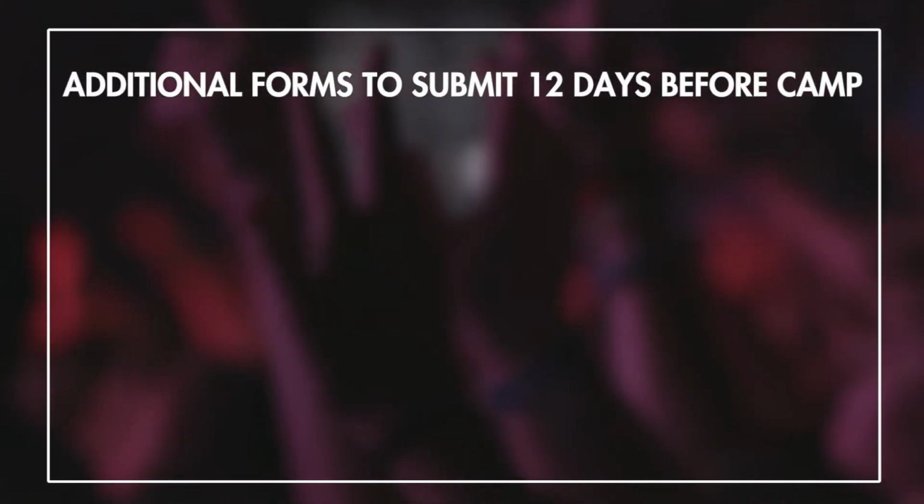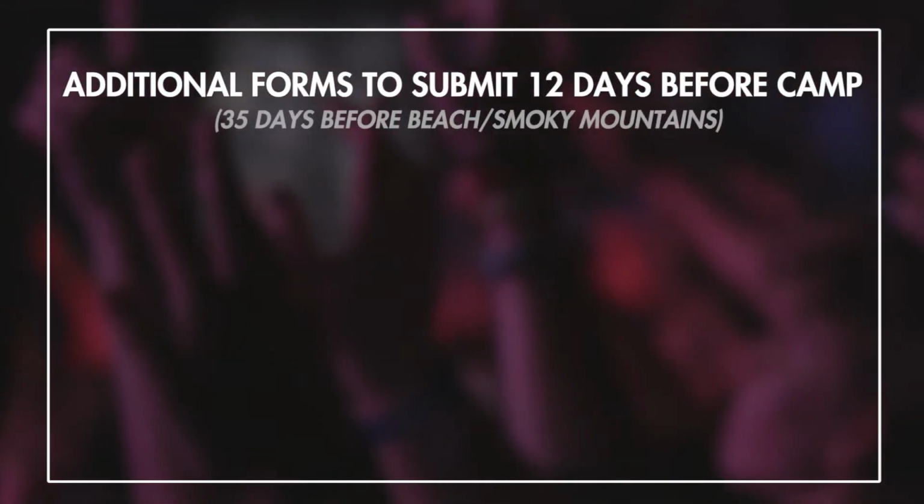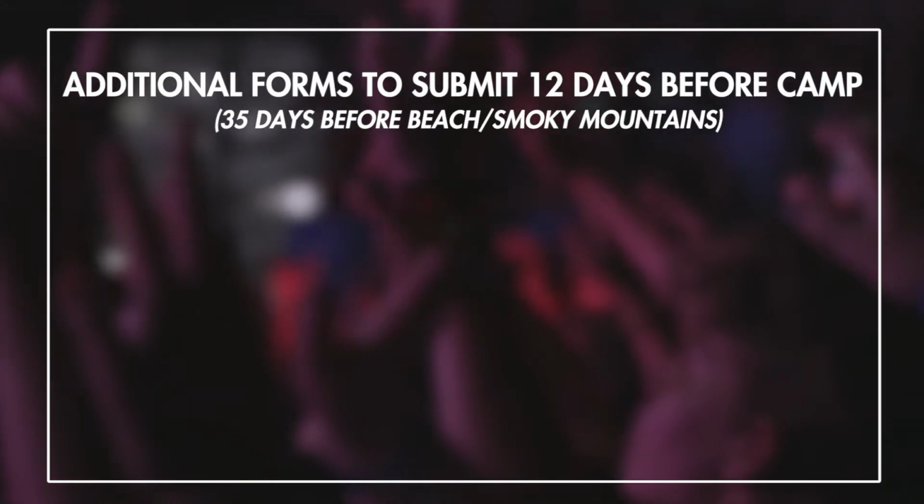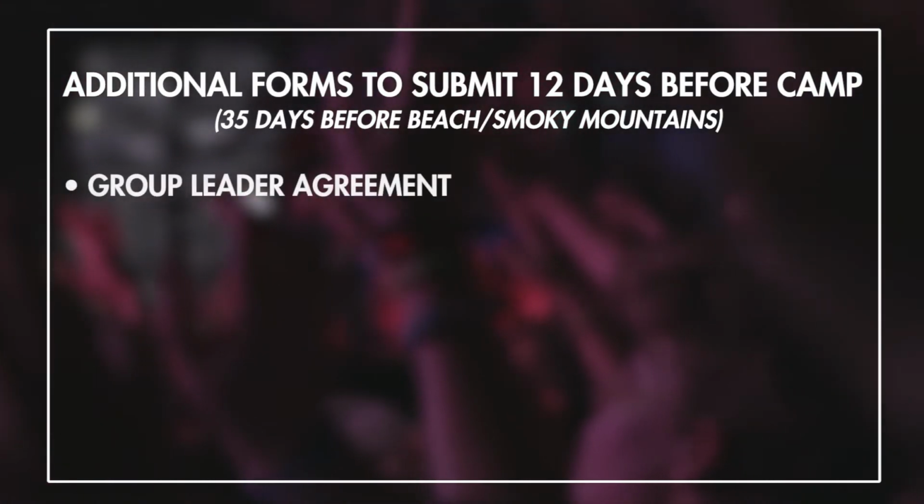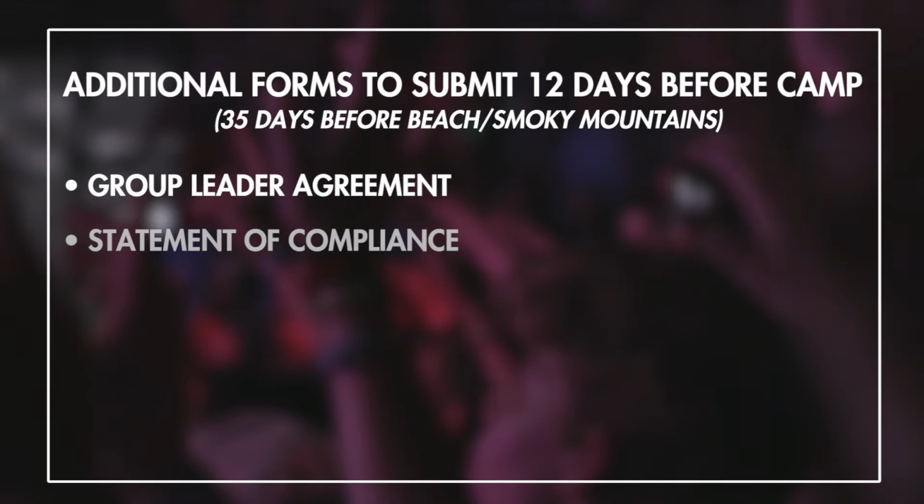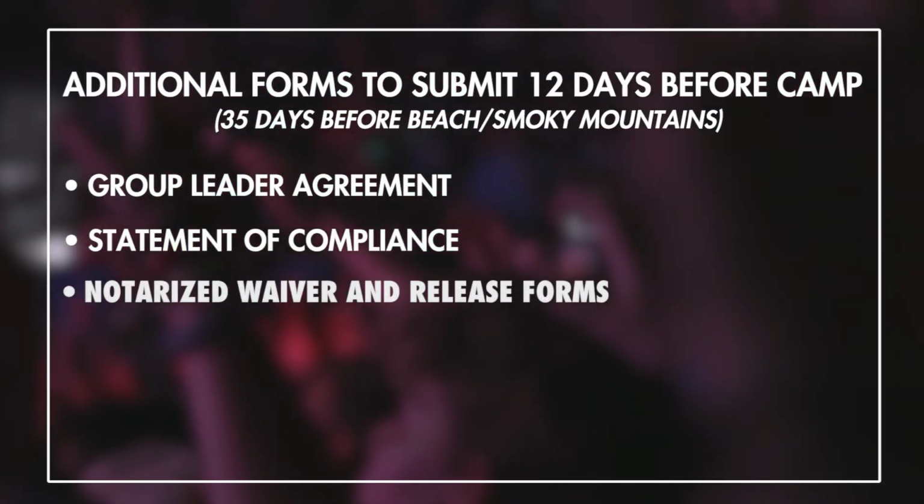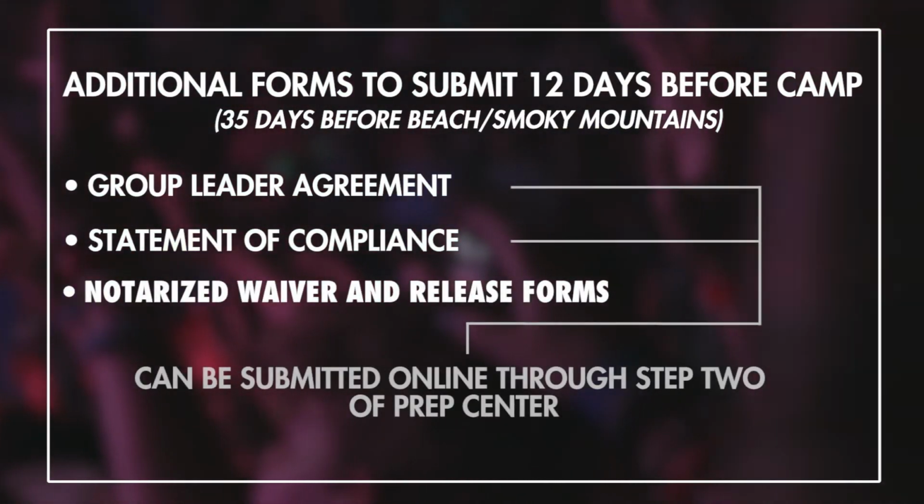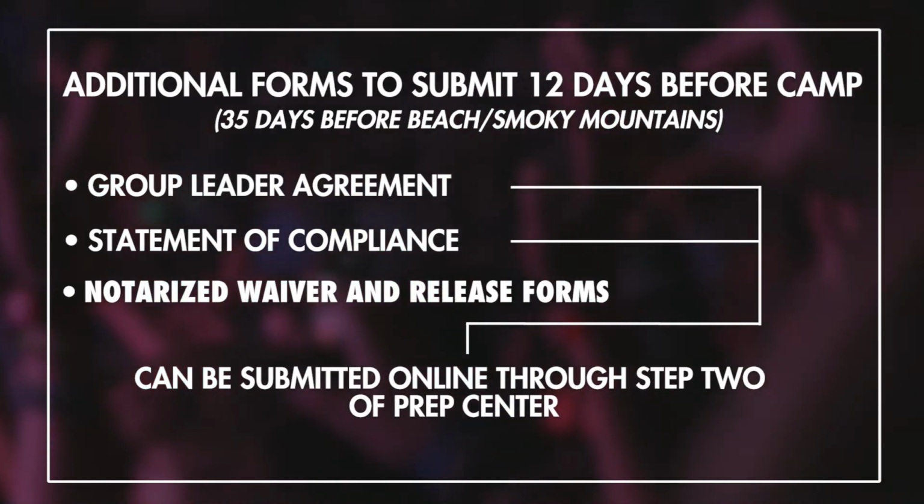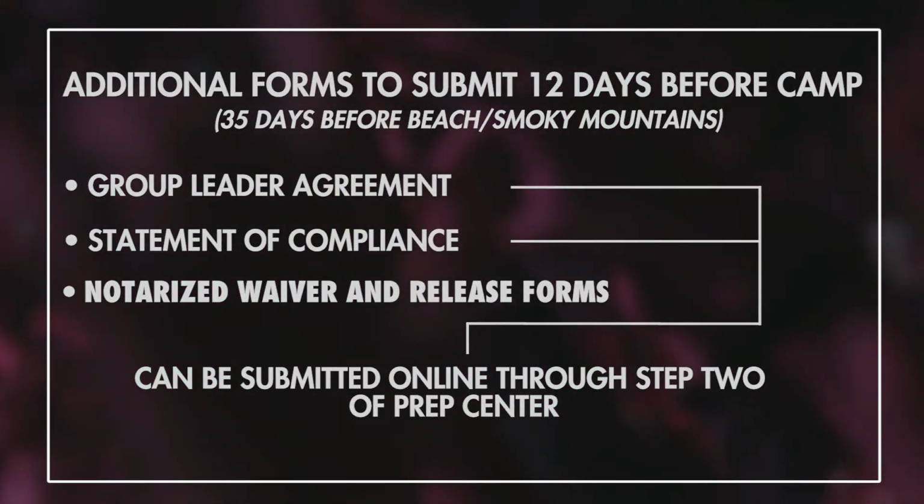In addition to your housing list, there are 3 other forms to submit 12 days before camp. It's 35 days for beach camp and Smoky Mountains. Those forms are your group leader agreement, statement of compliance, and the notarized waiver and release forms. The group leader agreement and statement of compliance can be submitted online through step 2 of the Prep Center.